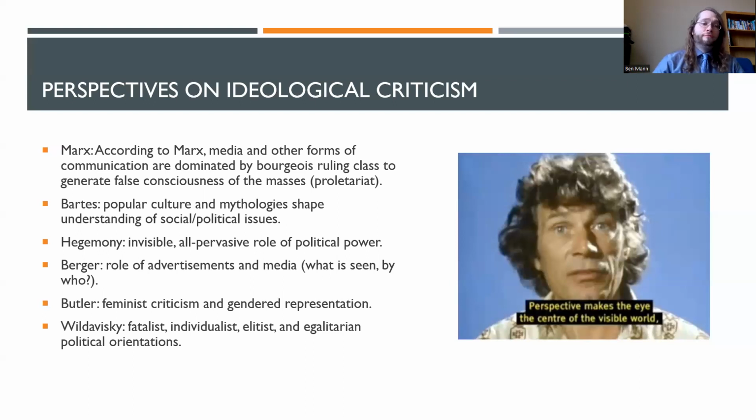We also have the return of Barthes, who talks about popular culture and mythologies that shape our understanding, again, the use of signs, symbols, and how those are represented by culture. The idea of hegemony, that the role of power and control is something that oftentimes is so pervasive and strong that in many ways we don't even recognize that it's ingrained as a part of our lives. As mentioned, Berger, Ways of Seeing, the ways in which advertisements, art, and film are depicted, who gets to see this, in what way is something being represented and visible.